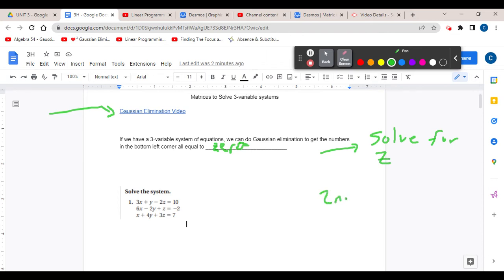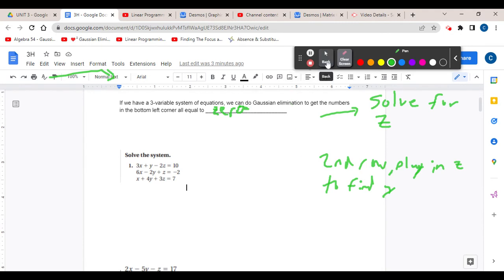And then we go to our second row and we plug in z to find y. Once we find z and y, we can go to any one of our equations and solve for x, because now we have numbers for z and y. So that's the process here. We get the bottom left corner numbers equal to 0. It allows us to solve for z, and we can go back to our second row, plug in z, solve for y. Once we know z and y, we can use any of these equations to substitute and find x.